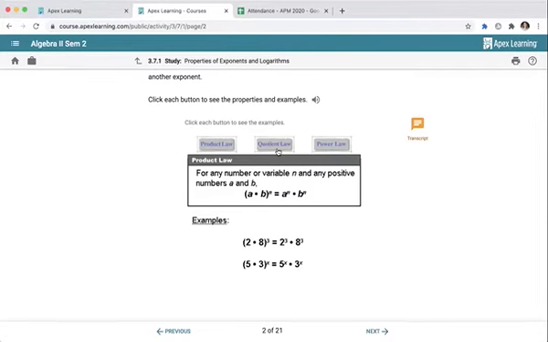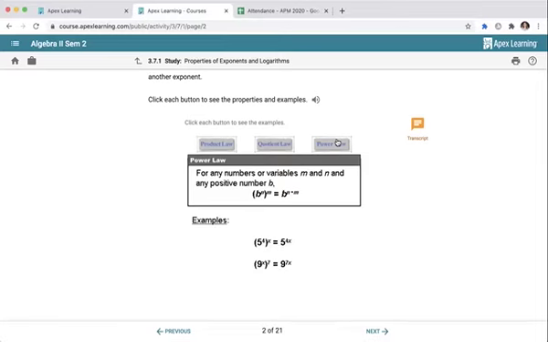Our quotient law is similar. If I have a over b to the power of n, I can again distribute that n to both of them. So for 4 over 7 raised to the power of 6, that's like saying 4 to the power of 6 over 7 to the power of 6. So it's undoing the combination that we just talked about on the last slide.